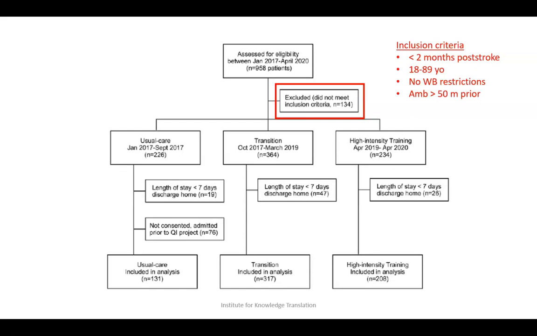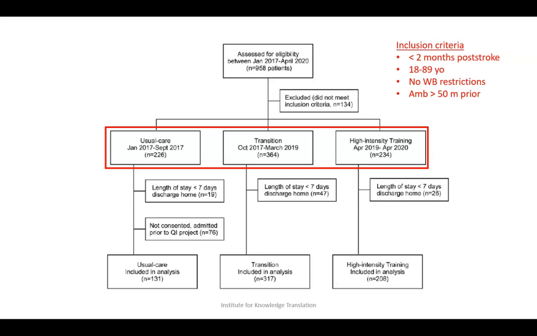You couldn't have any weight-bearing restrictions, so you had to have the capacity to participate in walking training. And you had to have some walking function, or at least be able to walk at least 50 meters or 150 feet prior to your most recent stroke. Those individuals that did not meet this inclusion criteria are excluded from the analysis, but were still attempted to do the high intensity training as best as possible. So knowing that, it didn't exclude them from getting the intervention, just the analysis.